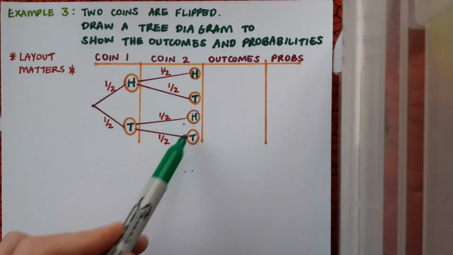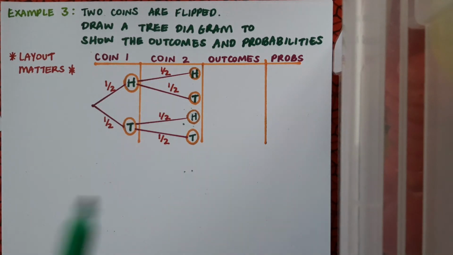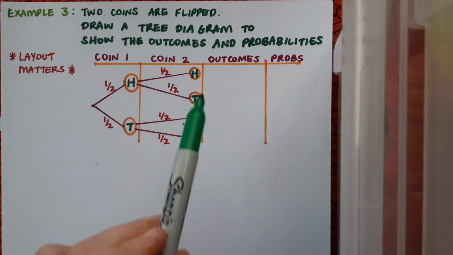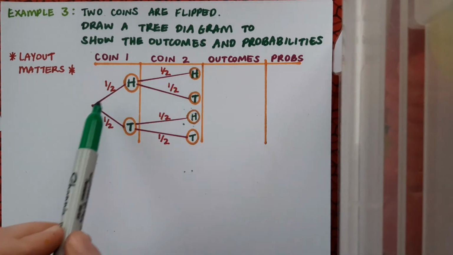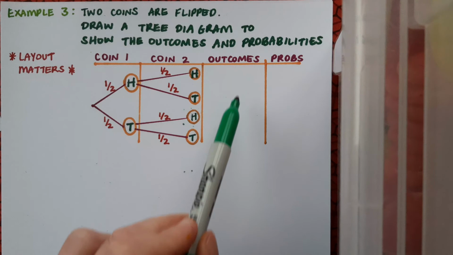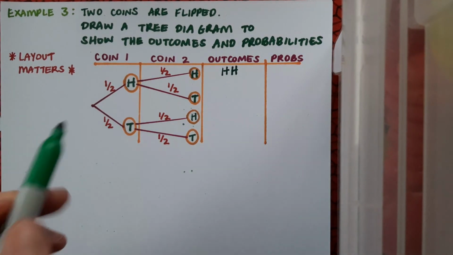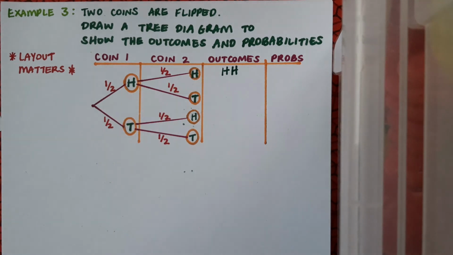So now I've got all my information for my first two columns filled in. I'm going to go ahead now and fill in the outcomes column. So to fill in the outcomes column, I'm just going to follow each possible pathway through my tree diagram and then write out the outcome at the end. The first set of outcomes is HH. The next is HT, then TH, and then TT.